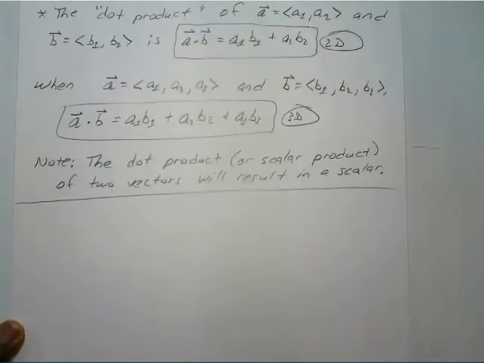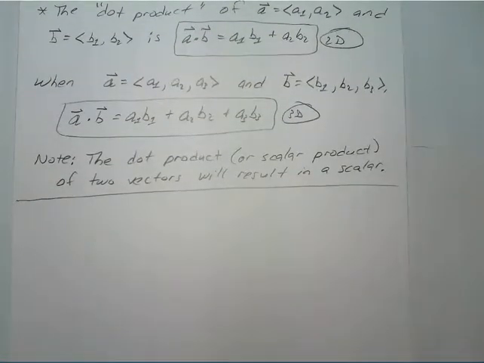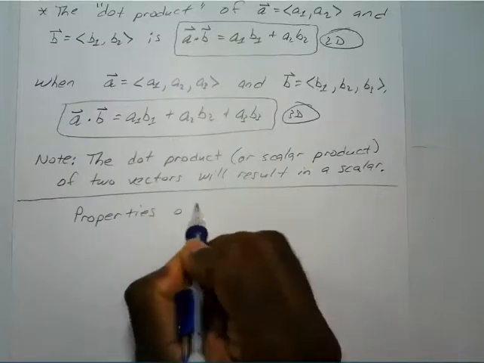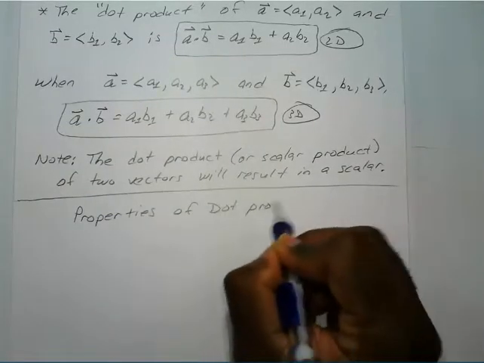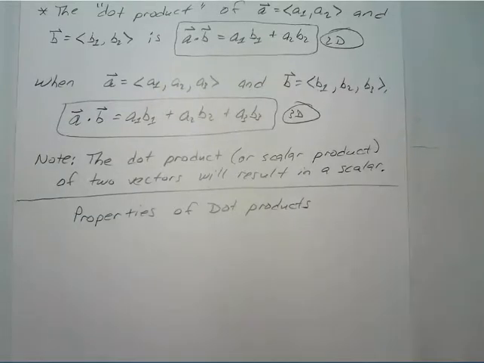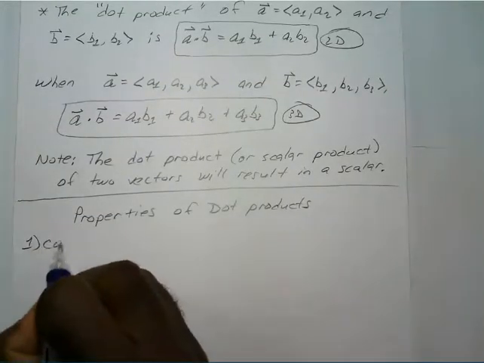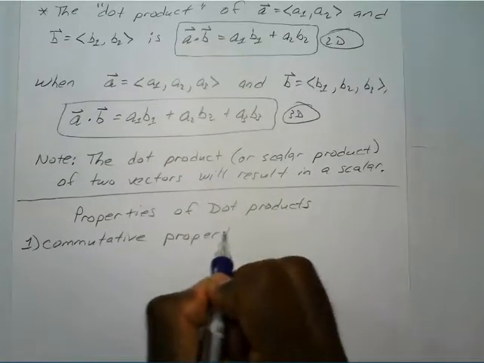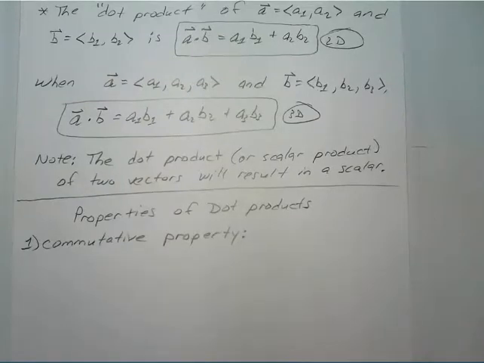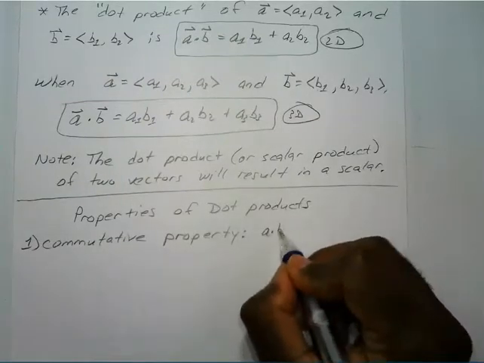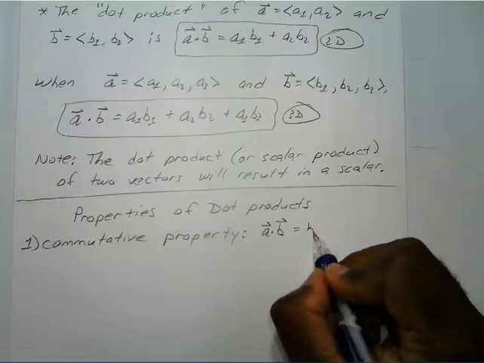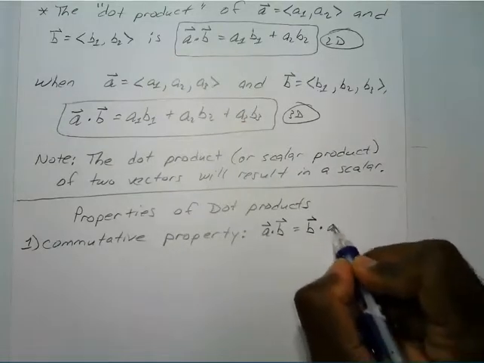All right. So let's look at a few properties of dot products. The first is the commutative property, which, just like with anything else, just means you can switch them up. So A dot B is the same as B dot A.